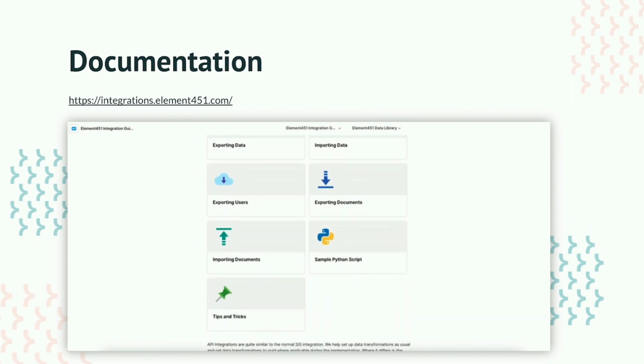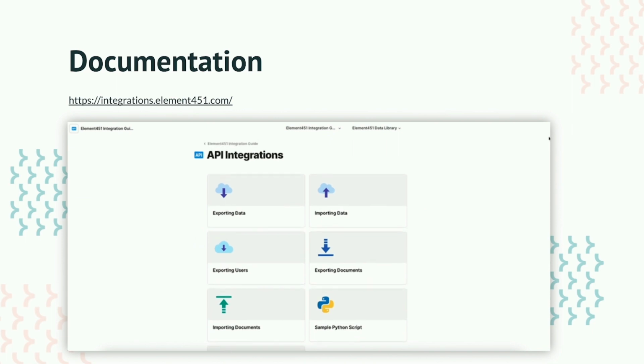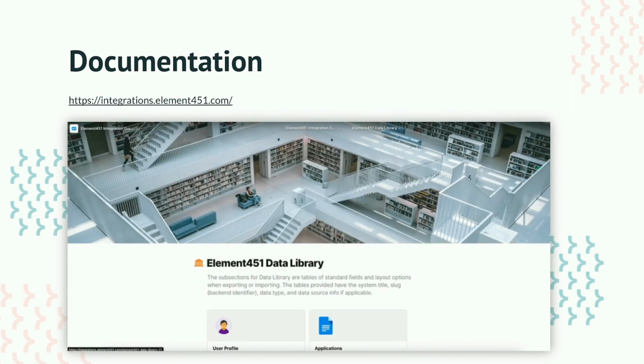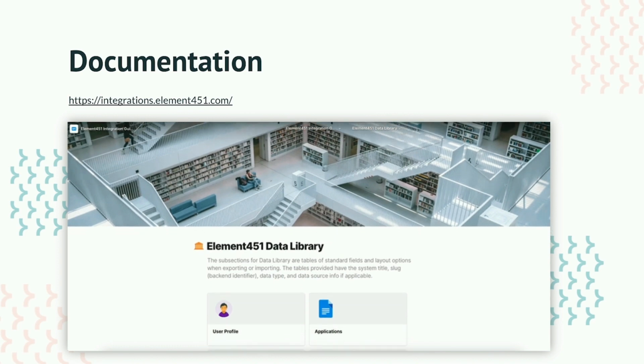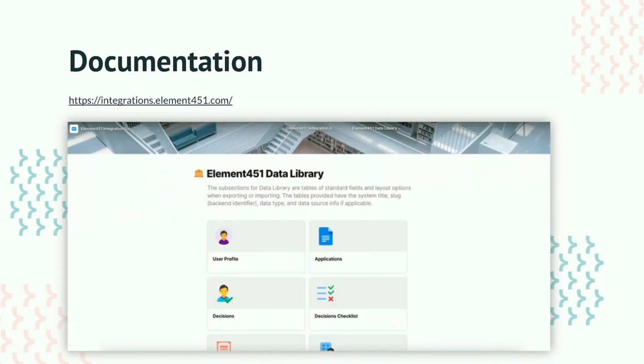Data library is what documents all the fields that exist in Element. Because how do you know? You would need to go to the UI, search, find, select. So this is where you can find them.